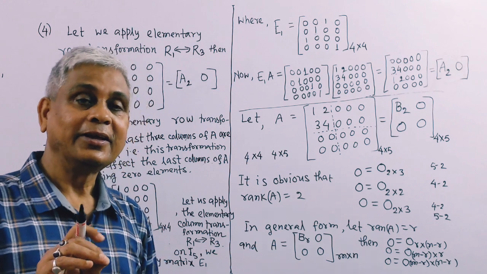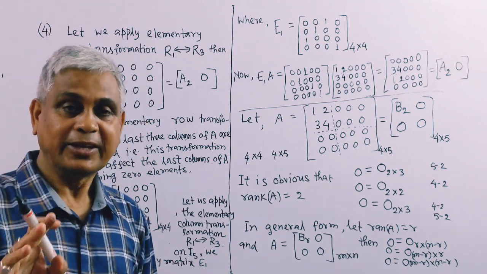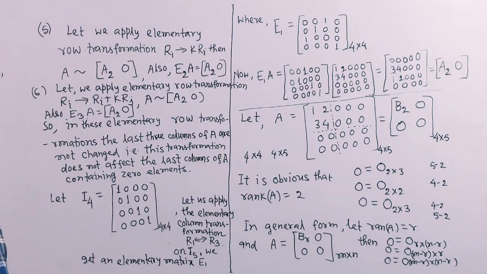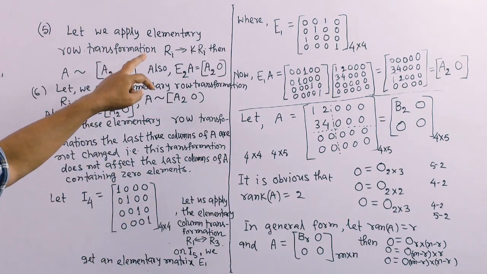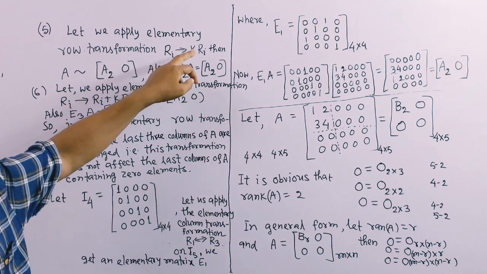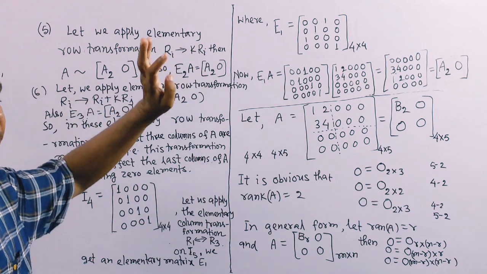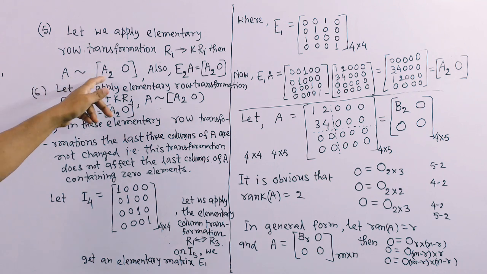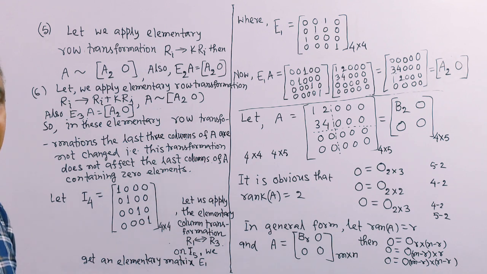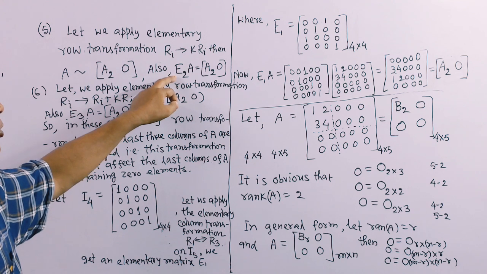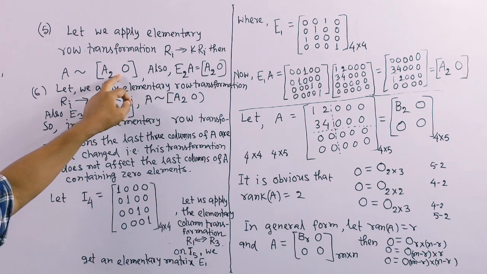Now we apply the second type of elementary row transformation on a matrix A. In a similar way, if we apply the elementary row transformation on the ith row by multiplying k with each element of the ith row, then the matrix A will be reduced to the form A2 0. Also, if we pre-multiply A by the corresponding elementary matrix, then we will get the same result A2 0, this form.